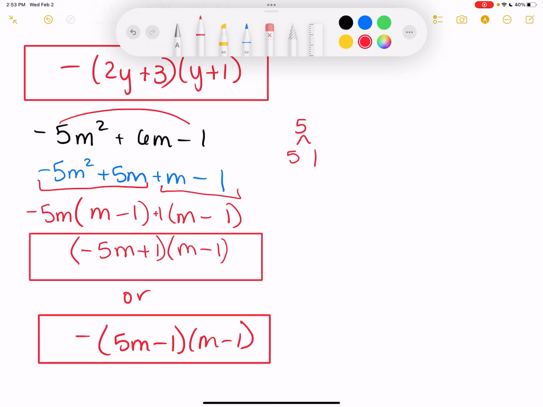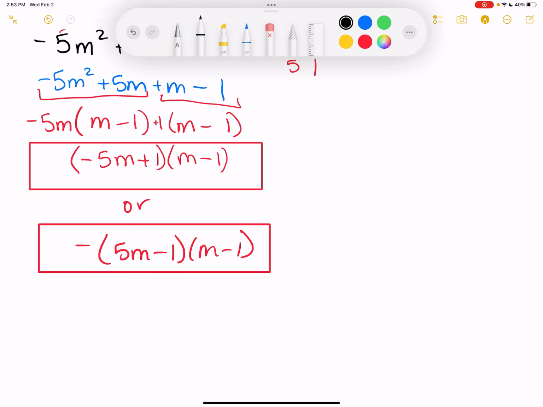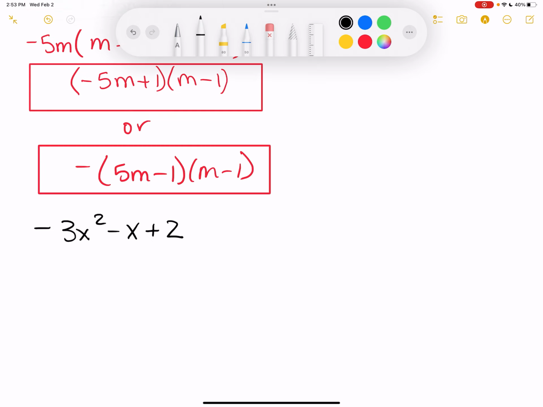Alright, I'm going to give you guys one to try on your own here for a minute. Negative 3x squared minus x plus 2. Take a minute and try this one.